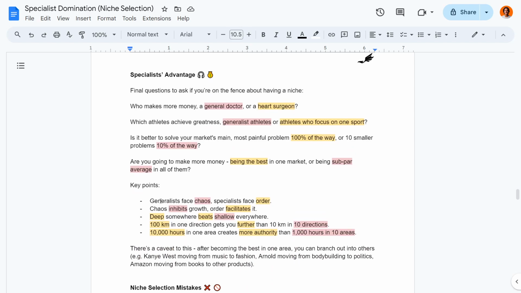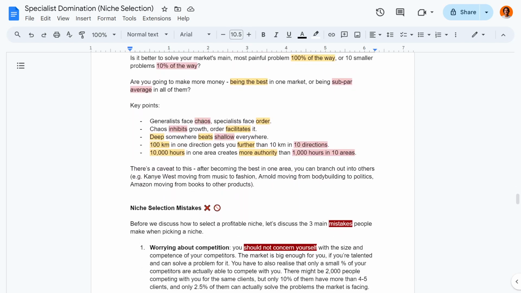Because the key points here are: generalists face chaos while specialists face order. When you're a generalist, things are all scattered around. You'll have to create new strategies for every client that comes in. You'll have to create everything once again from scratch in order to serve them. Well, if you're a specialist, if you have been working in just one niche, you have a lot of experience, you have worked with a lot of people who have similar problems, you know the ins and outs of the industry, and that's why you have much more order, and that's why it is much easier for you to manage everything and to serve the clients, which is your main goal, right?